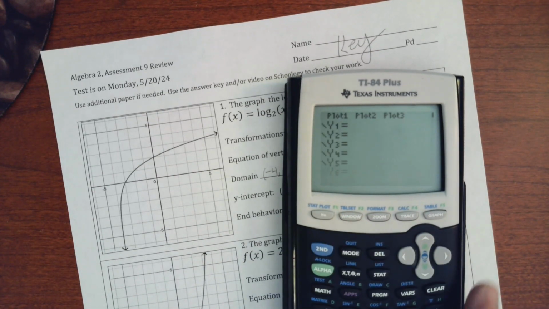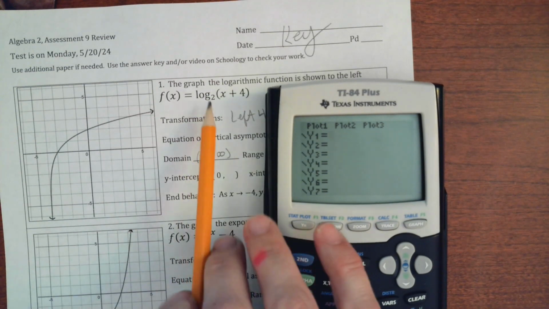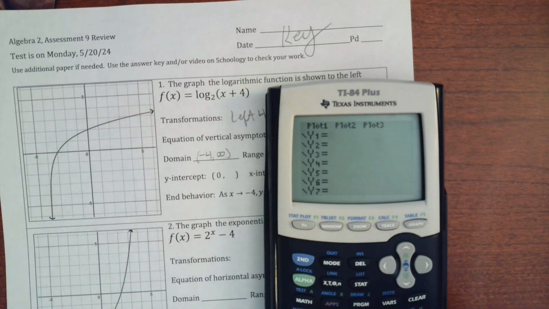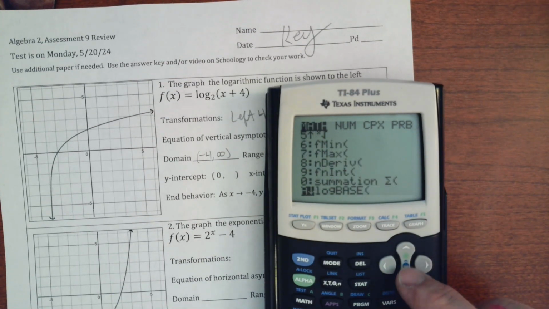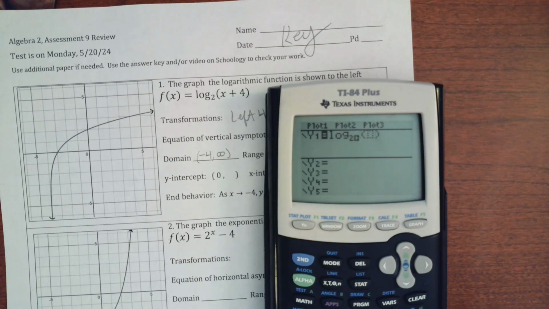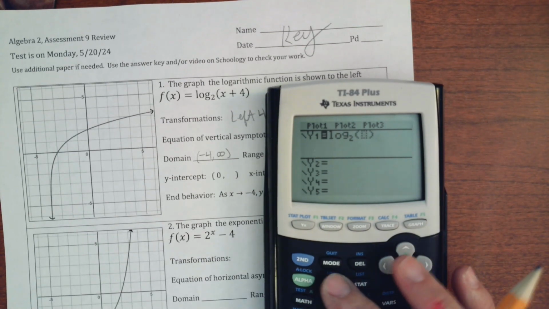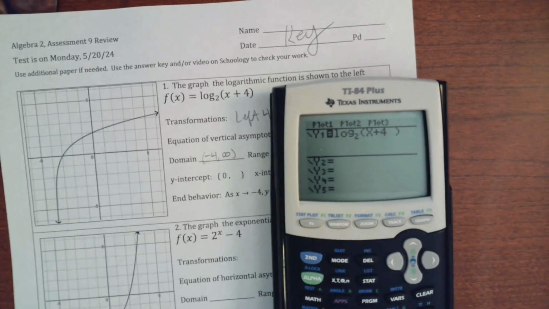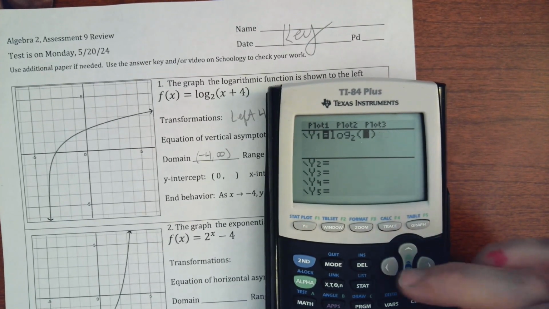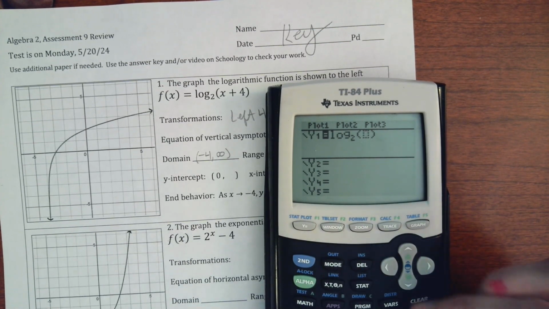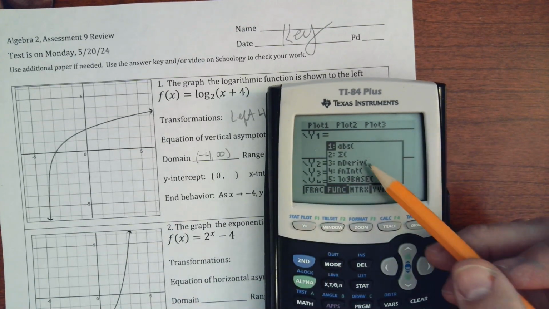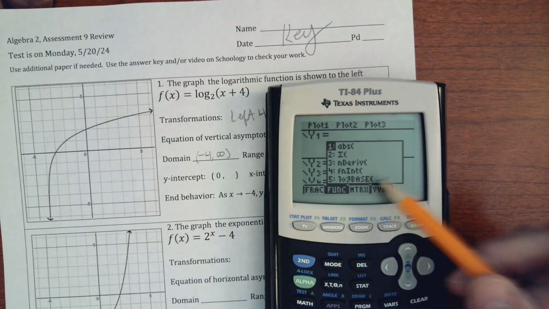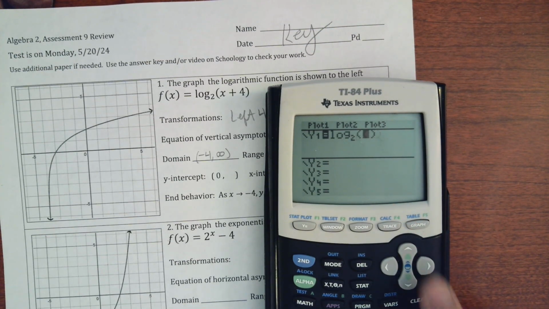When you graph this on your calculator, just remember that for this log base 2, you press the math button and go down where it says log base. You can put any base you want: log base 2 and then x plus 4. Another place to find that log is if you press alpha window, and the log base is right here as well, number 5. Either way, log base 2, and I got x plus 4.